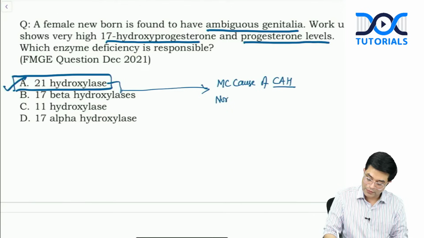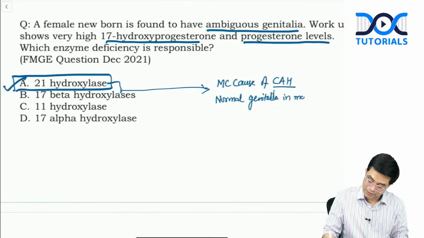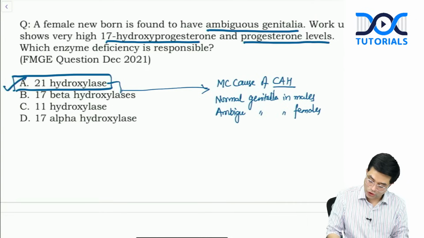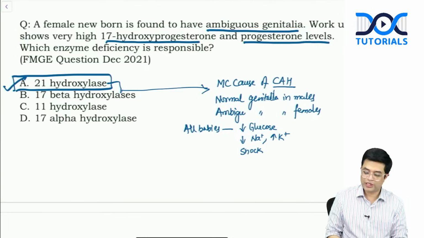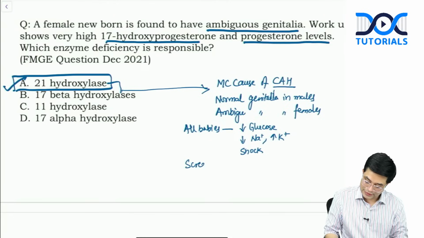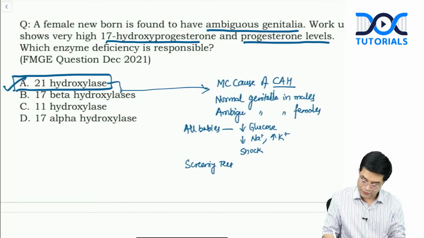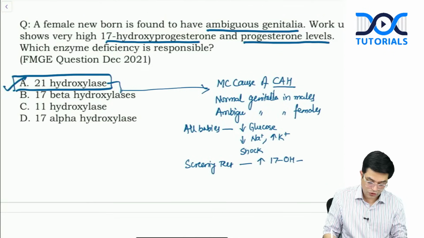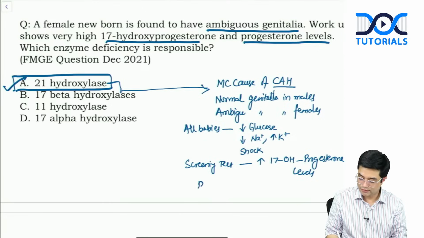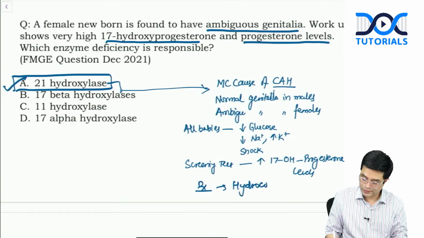It produces normal genitalia in males but produces ambiguous genitalia in case of females. And all babies, they are found to have reduced glucose, that is hypoglycemia. They are found to have decreased sodium, they are found to have increased potassium, and they are found to have shock, that is hypotension in these patients. In all babies, the screening test we follow is elevated 17-hydroxyprogesterone levels. 17-hydroxyprogesterone levels we look for, and treatment is in the form of hydrocortisone, right?